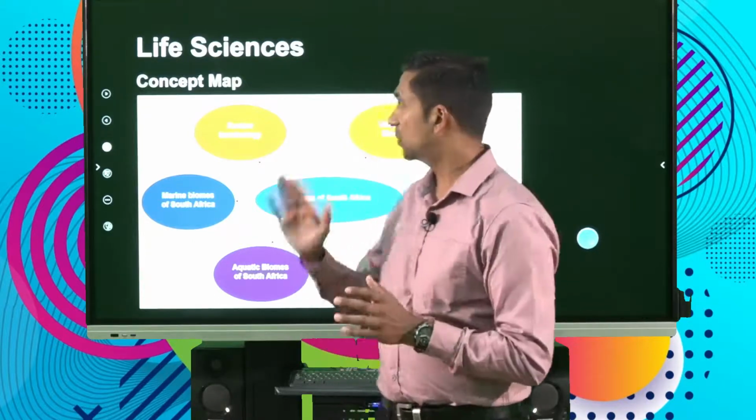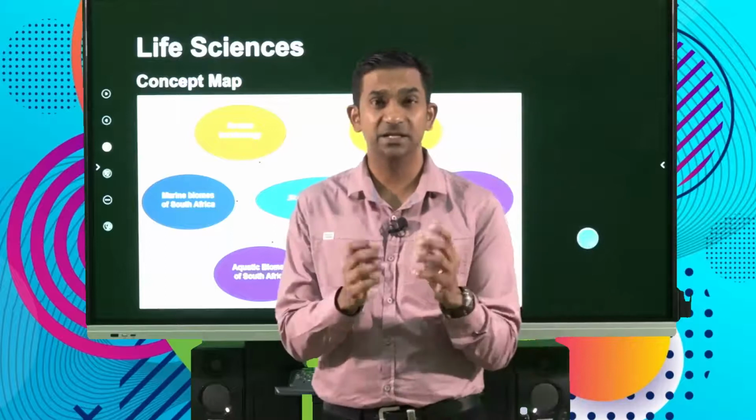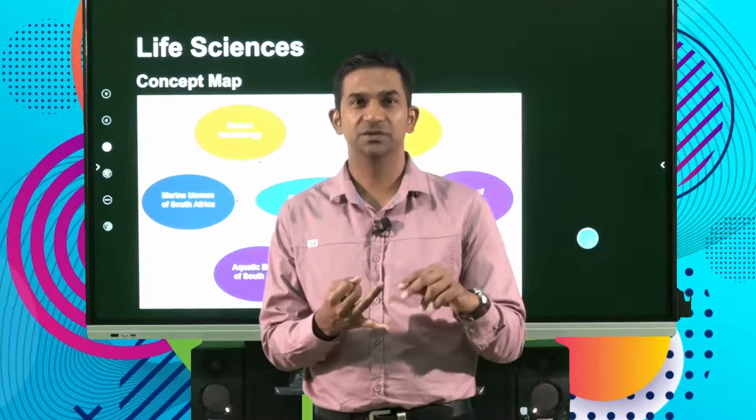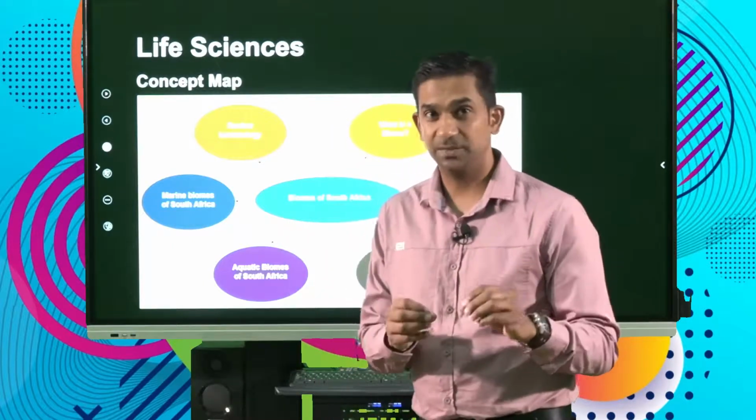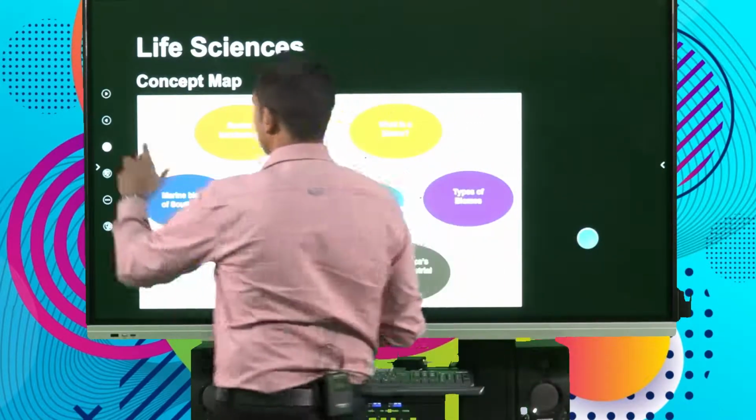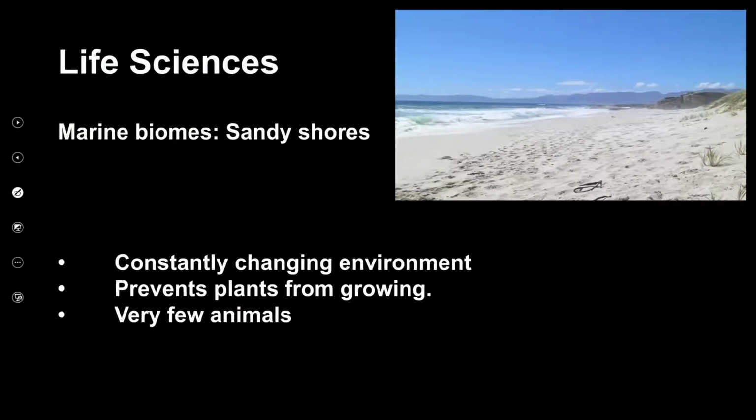When we look at the aquatic biomes, we're going to have to unpack that based on the temperature of the water and the type of organisms that inhabit these areas. So let's get straight into looking at aquatic biomes along the South African coast. When we first look at biomes, we're going to unpack what the marine biomes are, and the biome that we're looking at are your sandy shores.